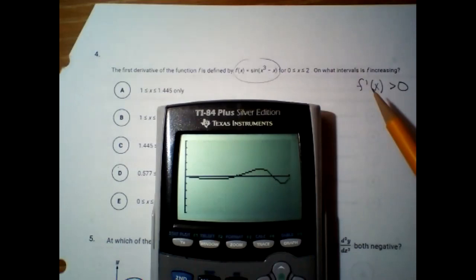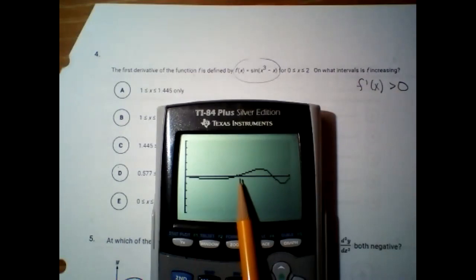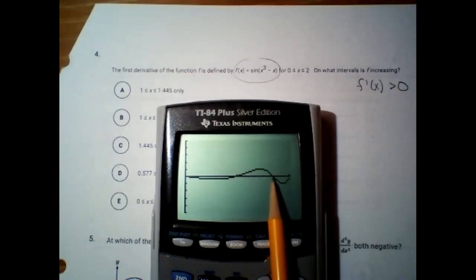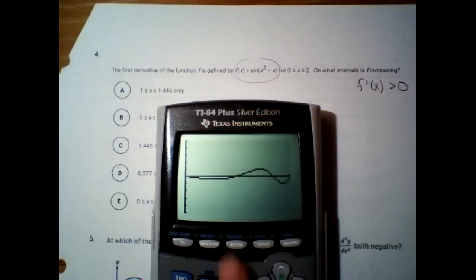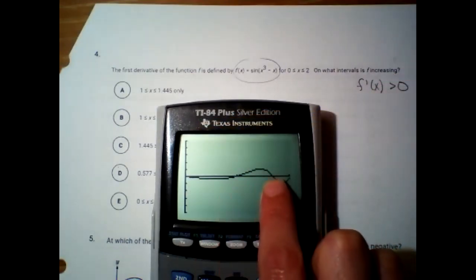All right, so again, we want where this graph is above 0. Now that looks like about from 1 until like here-ish. That's where we're above sea level. So from 1 until right there, I need my calculator to give me that value.